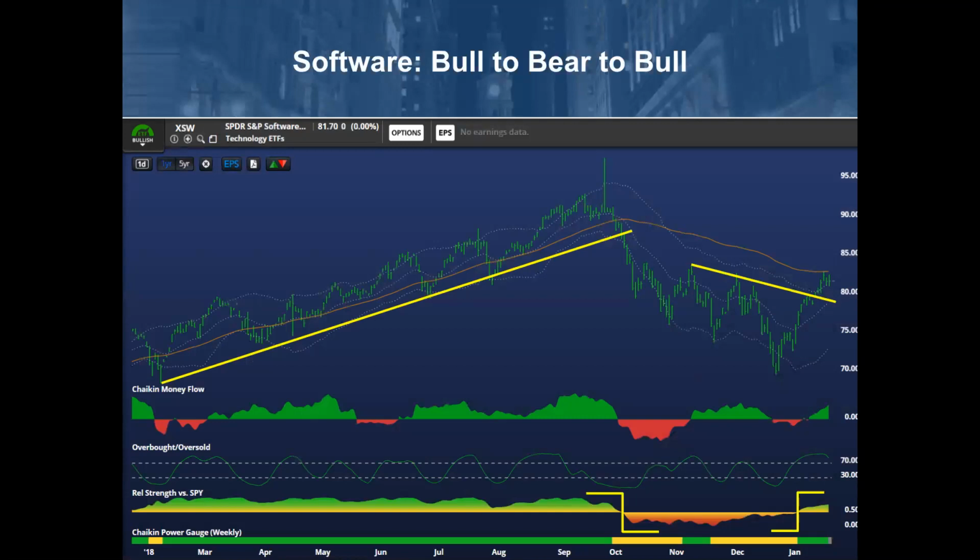So software has been an interesting theme over the past 12 months because it's gone from bullish to bearish and back to bullish again. Now you can see here, steady uptrend for the XSW, the software ETF, until October when it begins to underperform the market. And now it's actually beginning to outperform again. So within those different environments, we take advantage of the opportunities by using our process.